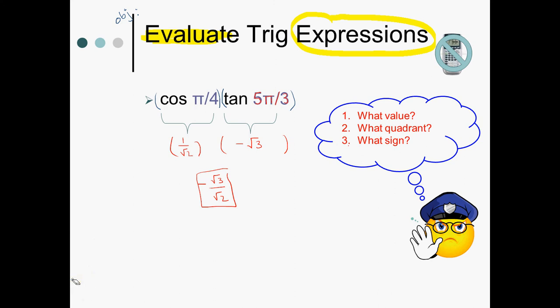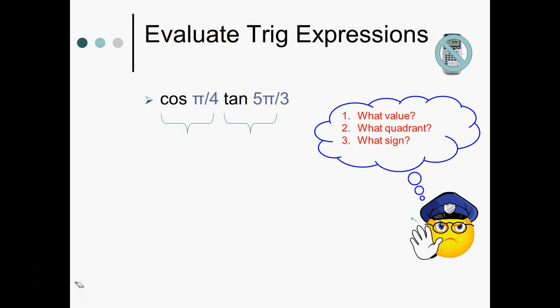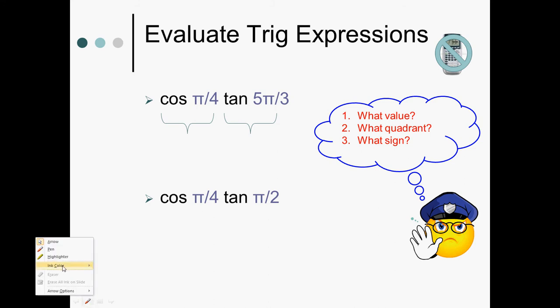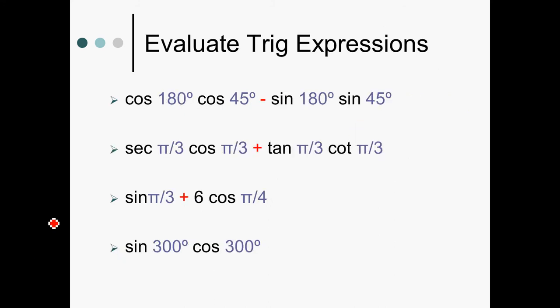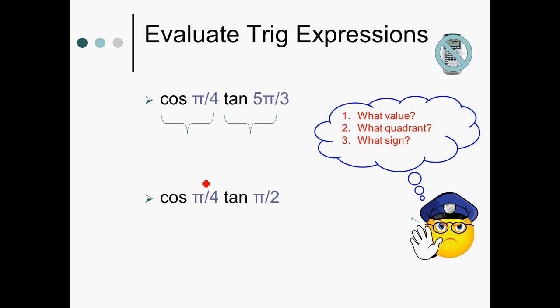Okay, so how about the next one? Cosine of pi over 4, we just had that one. I'm in quadrant 1, pi over 4 goes with 1 over root 2 when you're dealing with cosine.